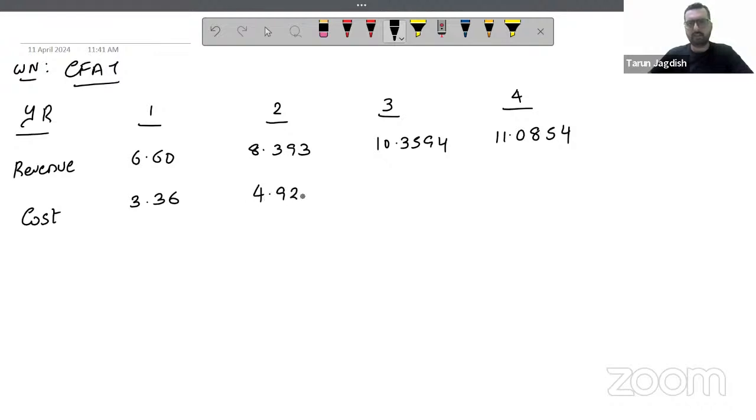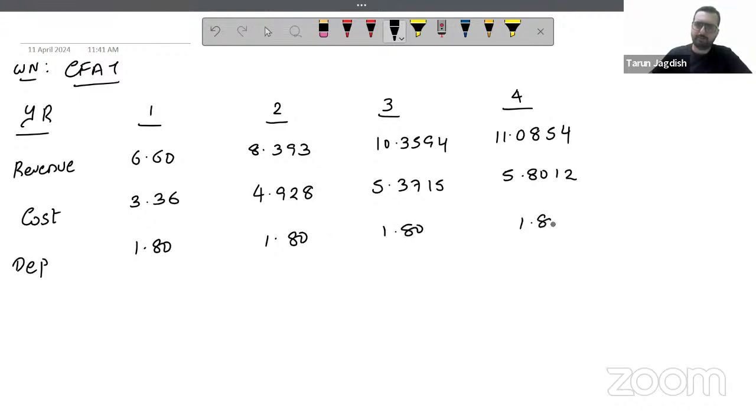And your cost turns out to be 3.36, 4.928, 5.3715, 5.8012. Okay. From this, I will reduce my depreciation. That is, we got 1.8 as our depreciation, friends. You have to give a heading in crore.